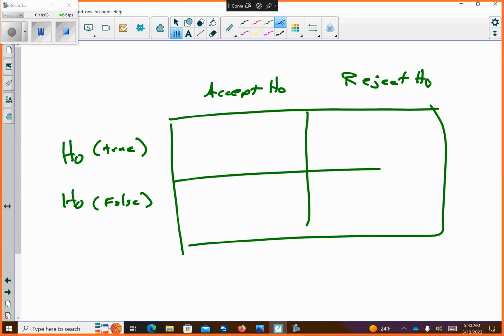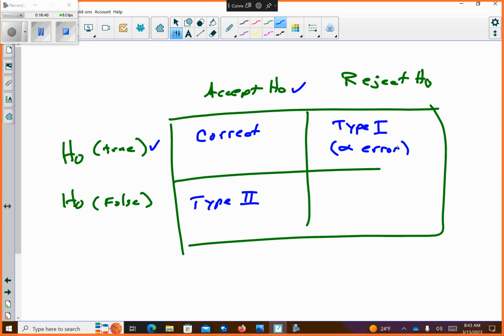So if H naught is true and we accept the null, this is the correct decision. If our null is false, but we accept the null, this is a type 2 error. If our null is true and we reject the null, this is a type 1 error. Okay? So this is what they're saying is the alpha error. And then if the null is false and we reject the null, this is the correct decision.